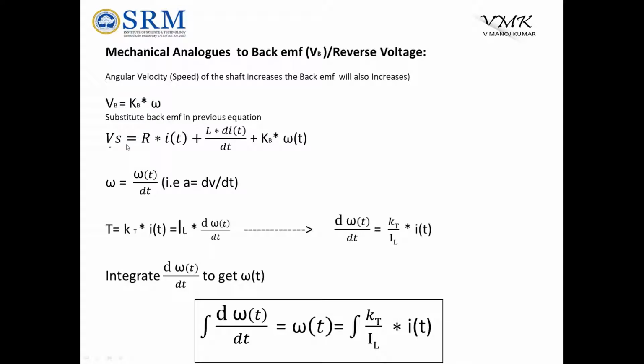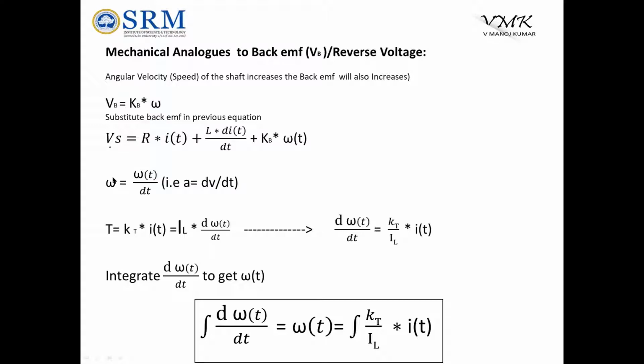So what is VS? The supply VS is equal to R into I of t plus L into dI of t by dt plus KB into omega of t. This is the equation that will be given. The angular velocity is given. What is angular acceleration? Omega dot is nothing but my angular acceleration.